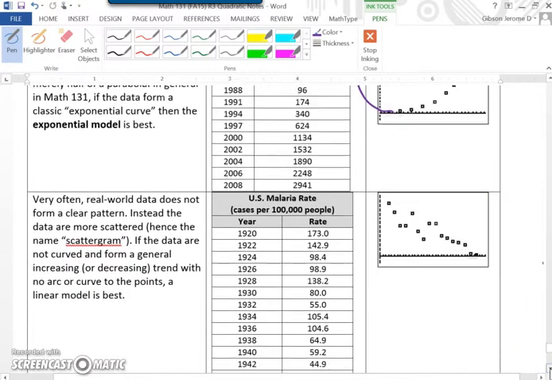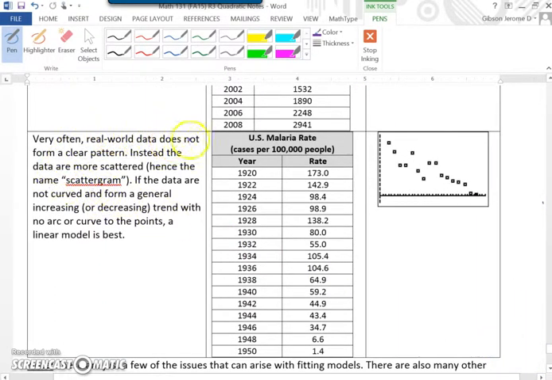And then we come here. Very often real world data does not form a clear pattern. Instead, the data are more scattered. If the data are not curved and form a general increasing or decreasing trend with no arc or curve to the points, a linear model is best. So if you look here, there's no curve, arch, or anything like that. So it's basically telling you to use a linear model. Does everyone follow that?